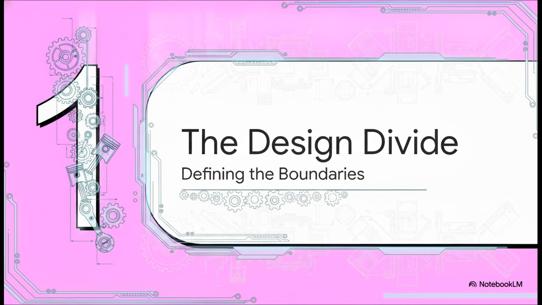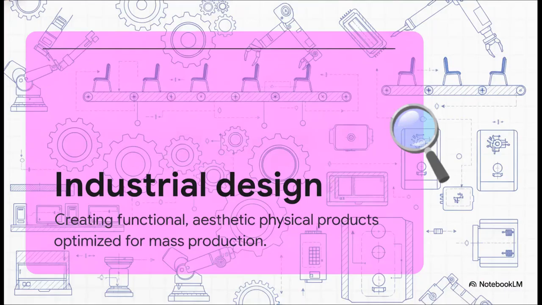The design divide, defining the boundaries. All right, let's kick things off with industrial design. Basically, it's the art and science of creating functional, aesthetically pleasing physical products that are perfectly optimized for mass production. Now, historically, this whole discipline emerged right alongside the Industrial Revolution, with mechanization. It is deeply rooted in the physical replication of objects.